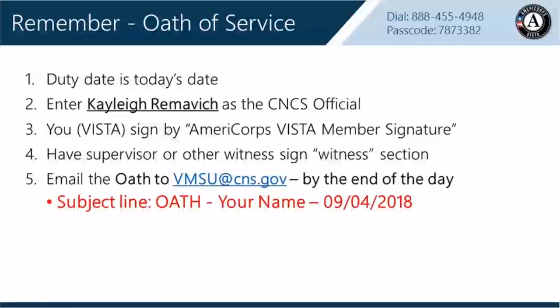One important note on the oath is it's your responsibility to make sure it's correct. Please note that when you do email it to the VMSU, you will not get a response confirming receipt due to the number and the workload. The VISTA Member Support Unit will only reach out to those people who are missing an oath or did not fill it out correctly. So please just make sure it's correct before submitting it. And as Kaylee said, pay attention to the instructions on the screen as well as in the chat.